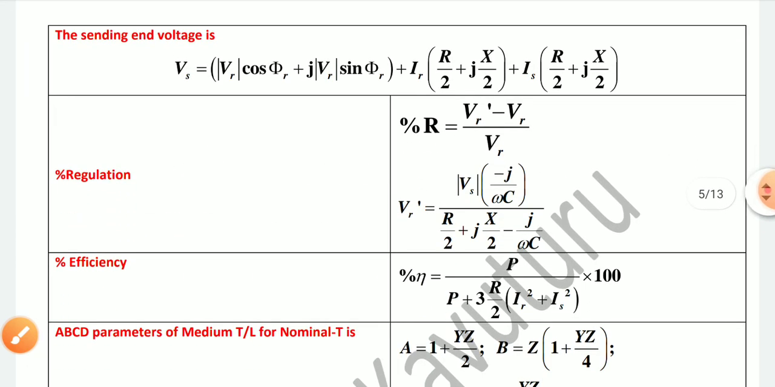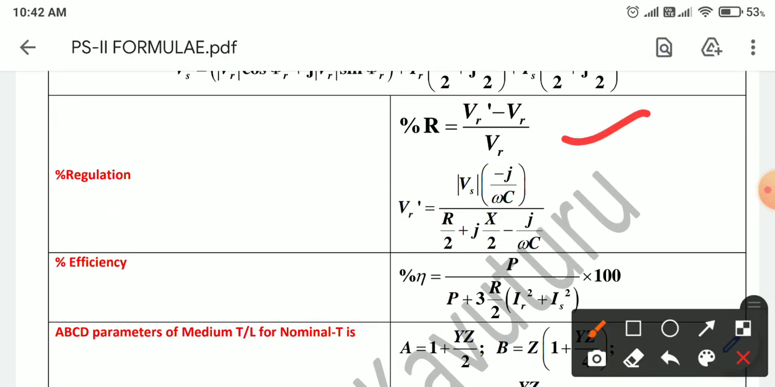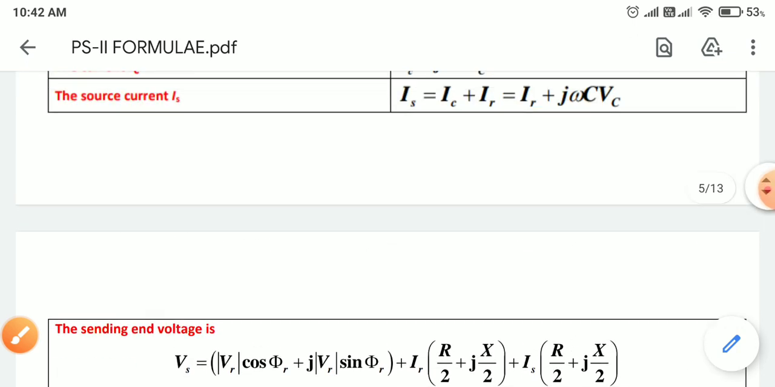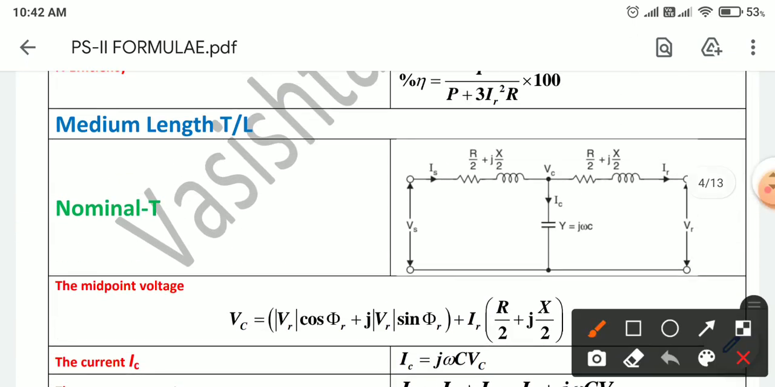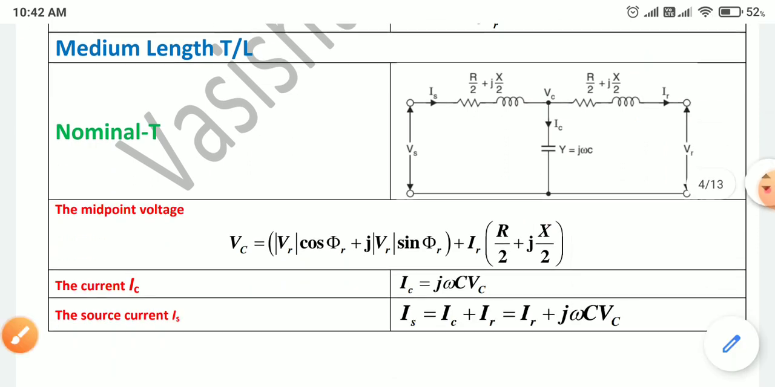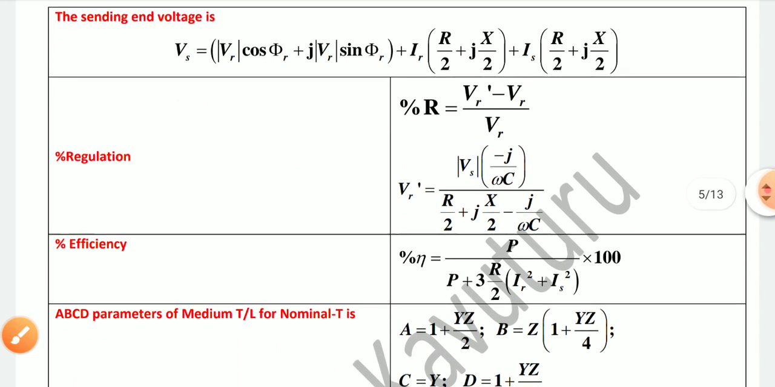Next, regulation for a medium transmission line is given by this formula: percentage regulation is equal to (VR dash minus VR) by VR, where the VR dash value is given by this formula. So mod Vs into minus j by omega C by (R by 2 plus jx by 2) minus j by omega C. That means this is nothing but the no load voltage. The no load voltage can be obtained by removing the IR value, that is IR is equal to 0, and so generally that becomes the no load voltage that can be calculated by this formula.